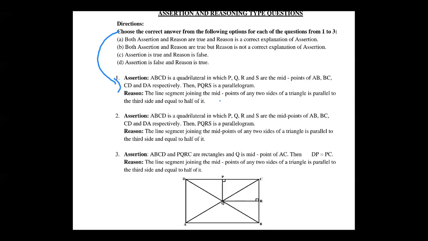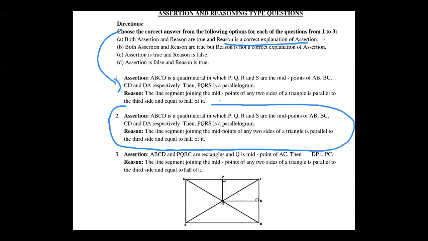You have to write it in this way. This reason correctly explains this. Next one. Come on, read this, beta. Read the second statement, the assertion as well as the reason. ABCD is a quadrilateral in which P, Q, R, S are the midpoints of AB, BC, CD, and DA respectively. Then PQRS is a parallelogram. It's the same assertion that they have given before.